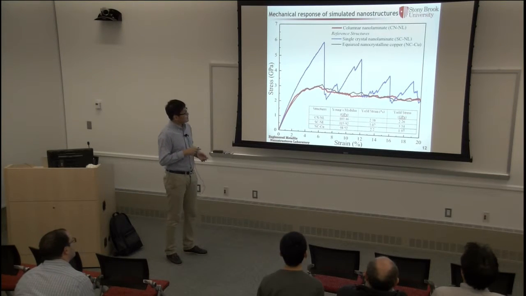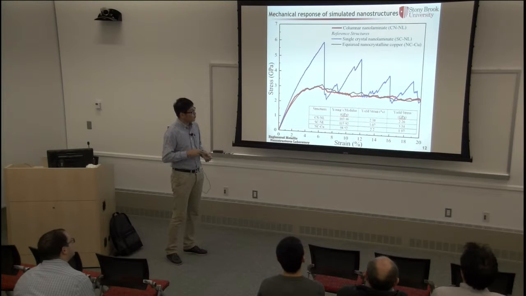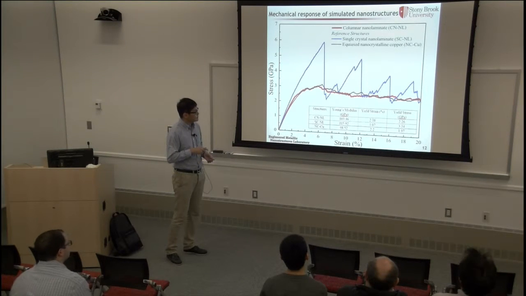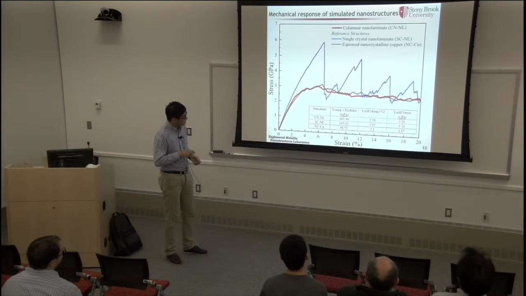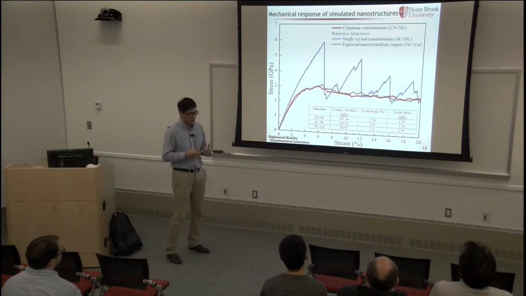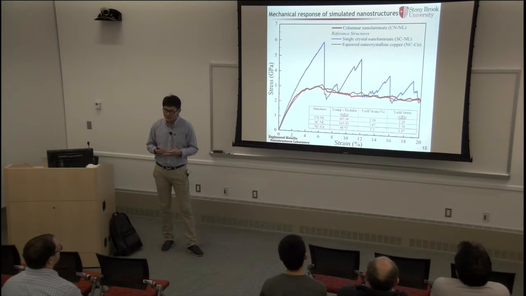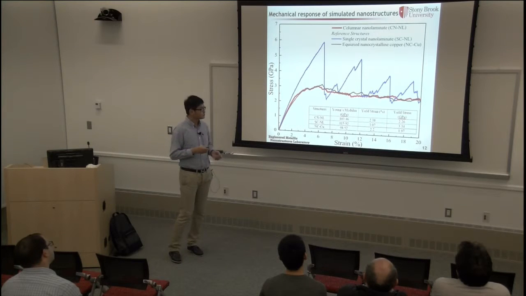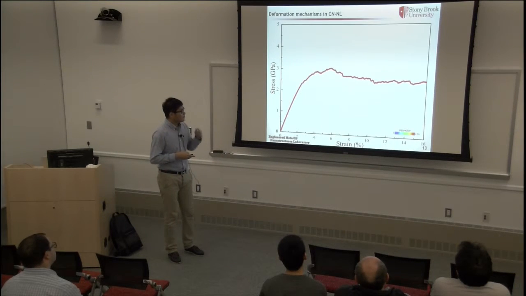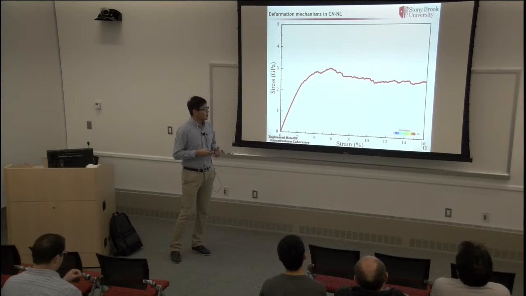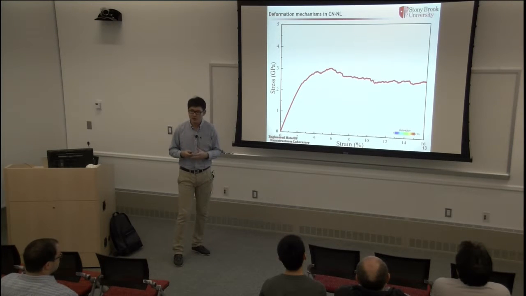And when we compare the equiaxed nanocrystalline copper structure stress-strain curve with the columnar one, it looks really similar, with just a little bit of deviation here. However, later results will show that the strain being accommodated in these two structures is significantly different. Then we output some snapshots from the structure to study its deformation mechanics.